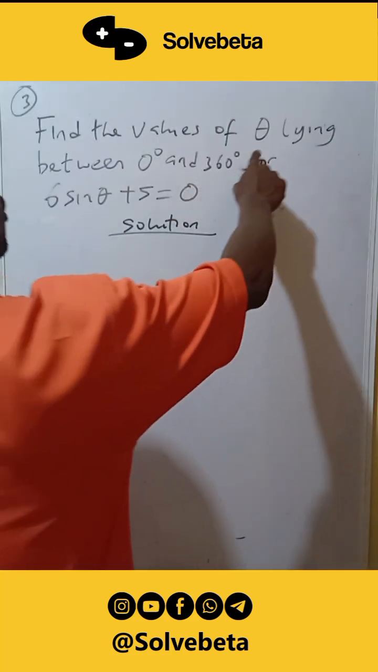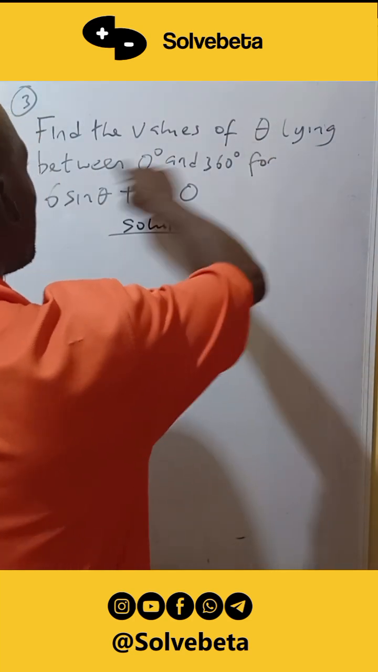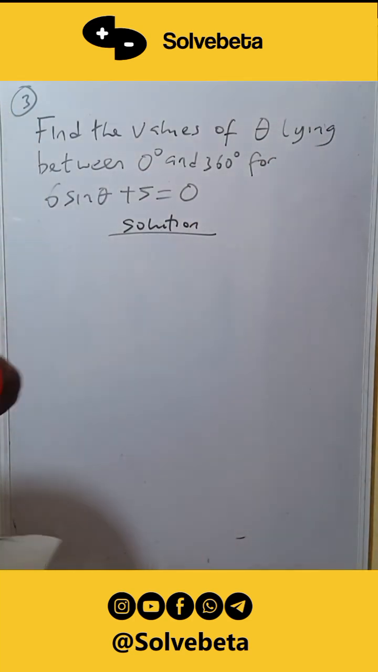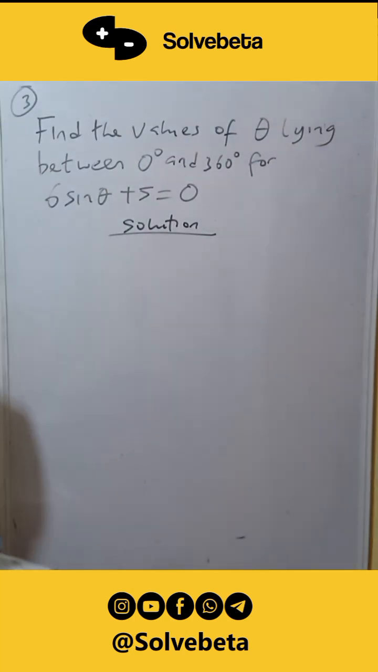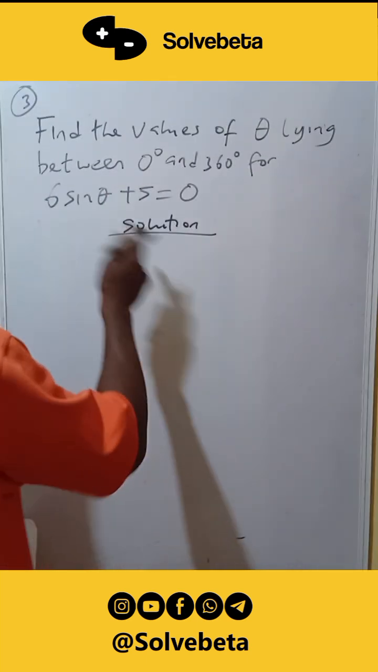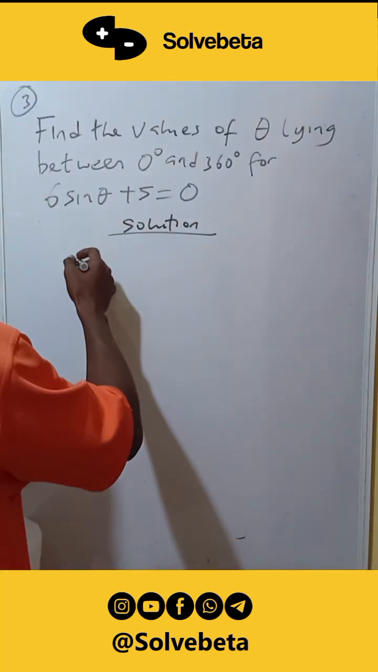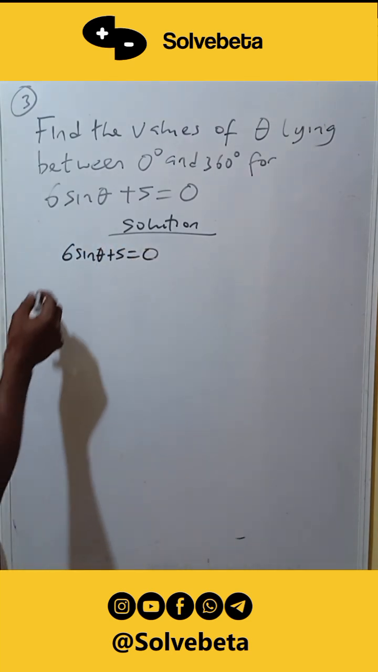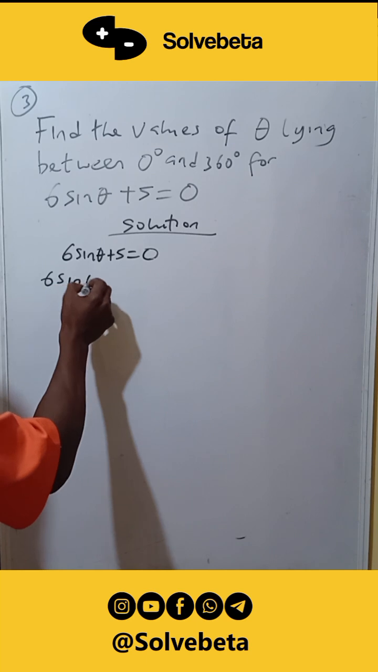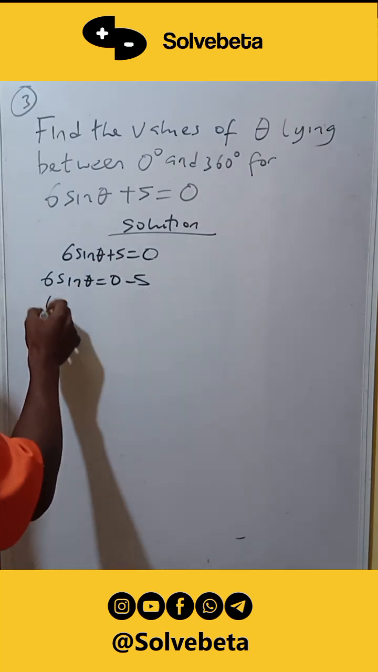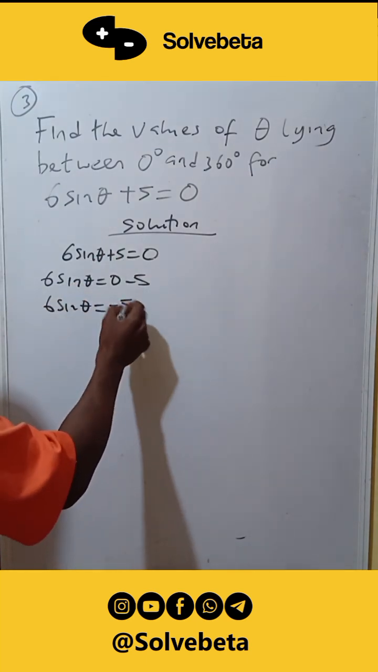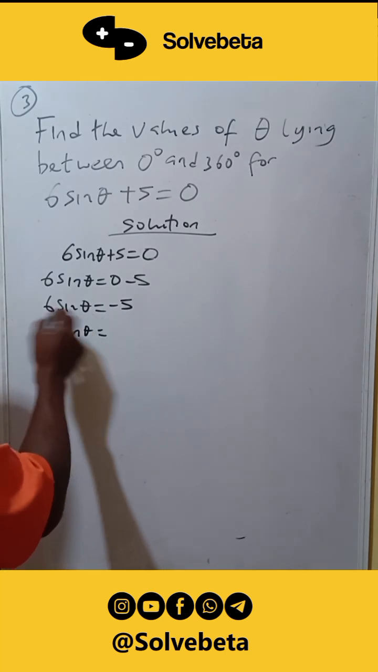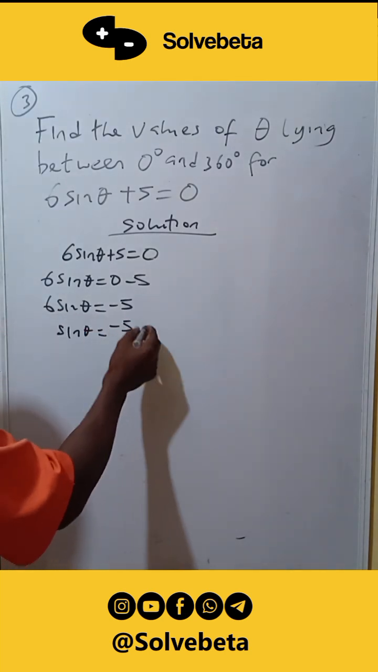So we have to find the values of this angle theta lying between 0 degrees and 360 degrees for this equation: 6 sine theta plus 5 is equal to 0. Now, how do we find the solution? We make sine theta the subject of the formula. 6 sine theta plus 5 is equal to 0, so 6 sine theta is equal to 0 minus 5, which is minus 5. Dividing both sides by 6, sine theta is equal to minus 5 over 6.